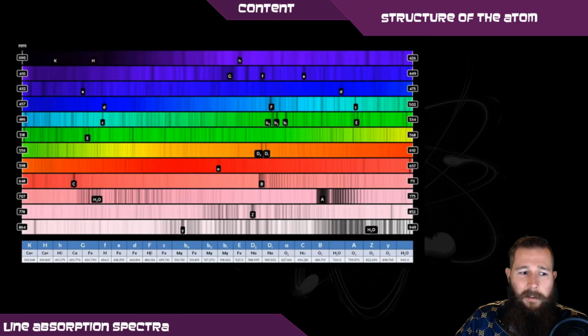So this is again the absorption spectrum of the sun, however extended and split up all the way from the violet range in the visible light through to infrared. And you can see all the slight black spots that are absorbed and the elements that they correspond to.